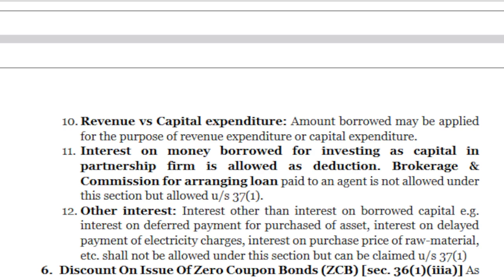That is basically general deductions. Section 37 always talks about general deductions. There such interest can be allowed as deduction. Okay, very easy, right? Shall we go to the next point now.